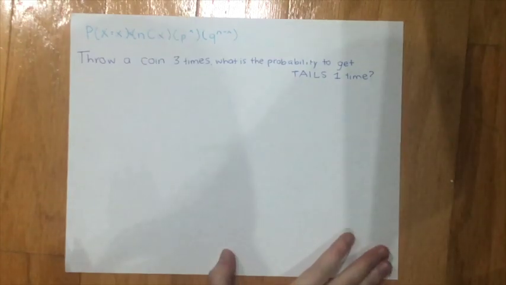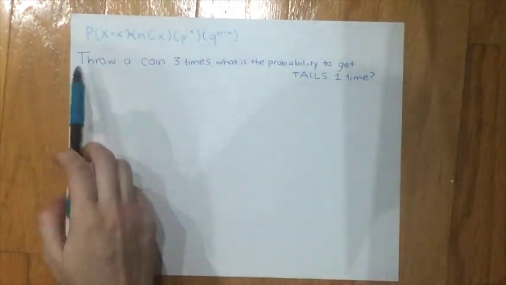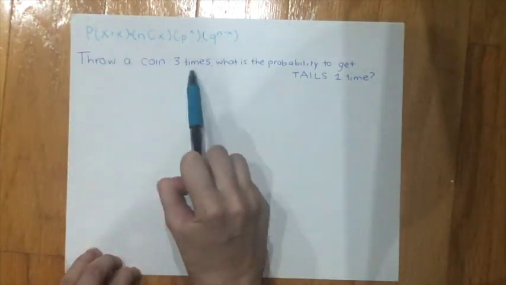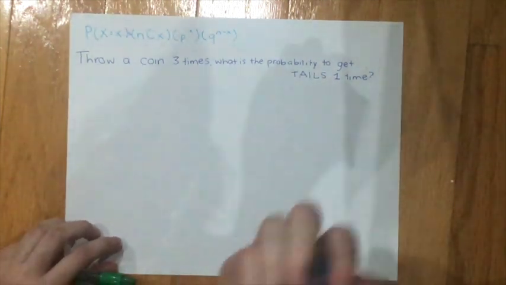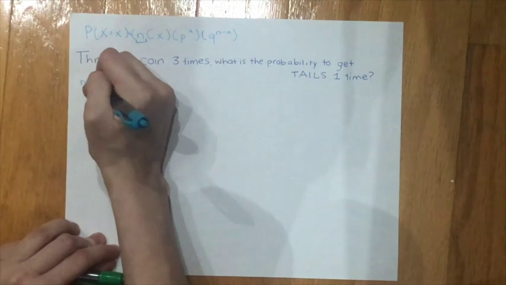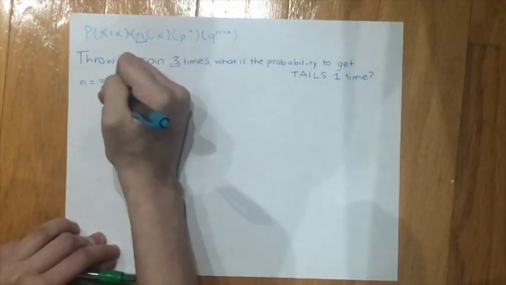Okay, so this is the first example of binomial distribution. Here you can find the formula to solve these problems. The first example is, we throw a coin 3 times. What is the probability to get tails 1 time? The first step is to find our variables. Our n is the total events. How many events do we have? 3 events, because we throw a coin 3 times. So our n is 3.